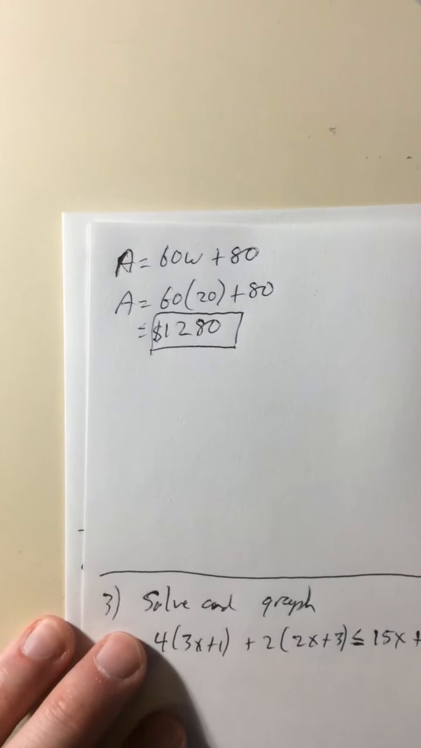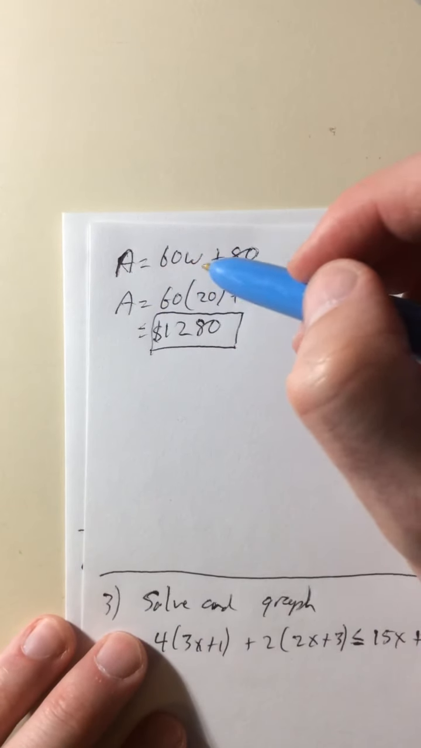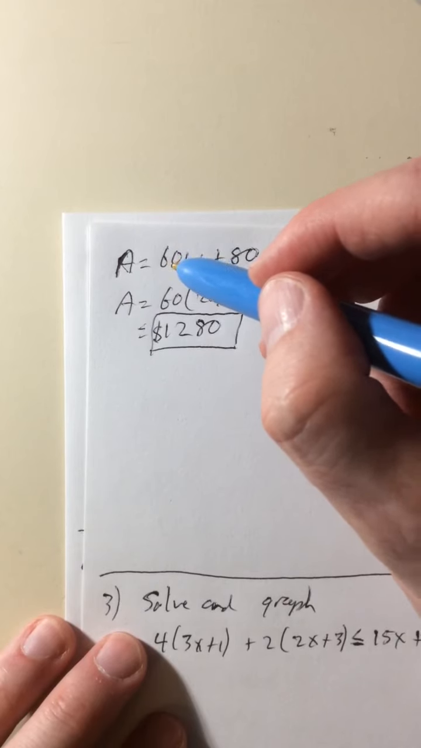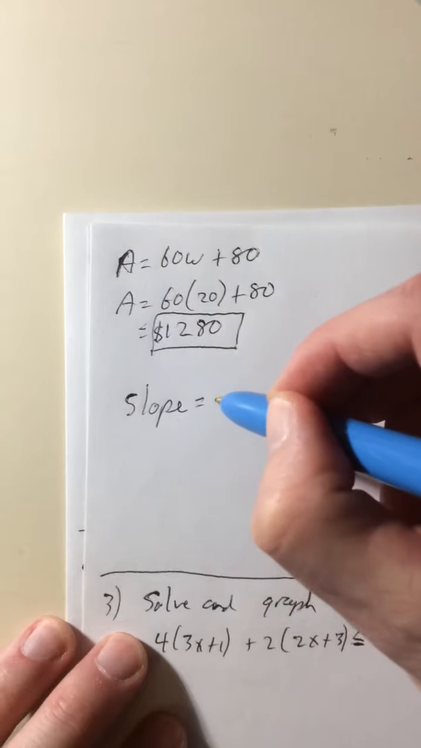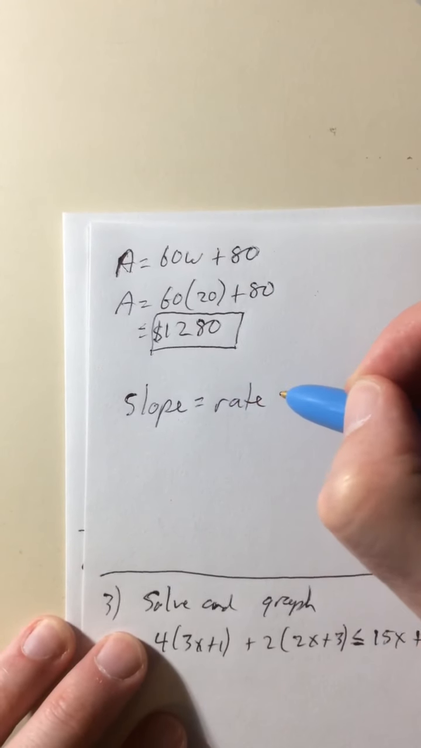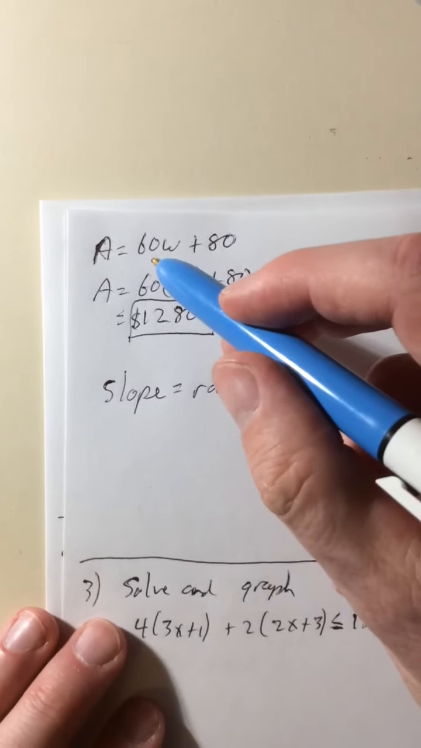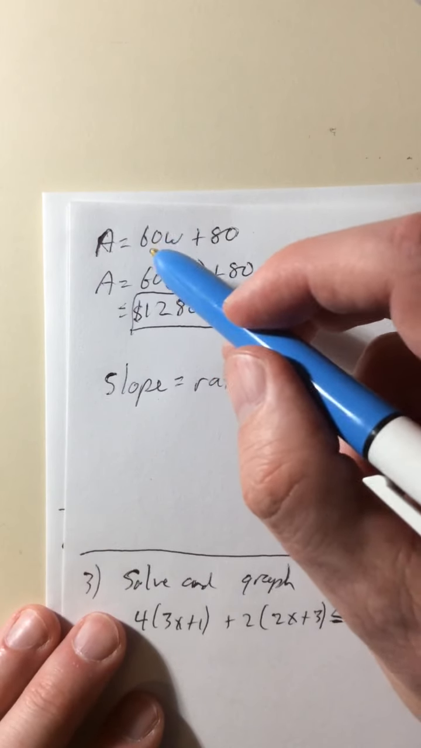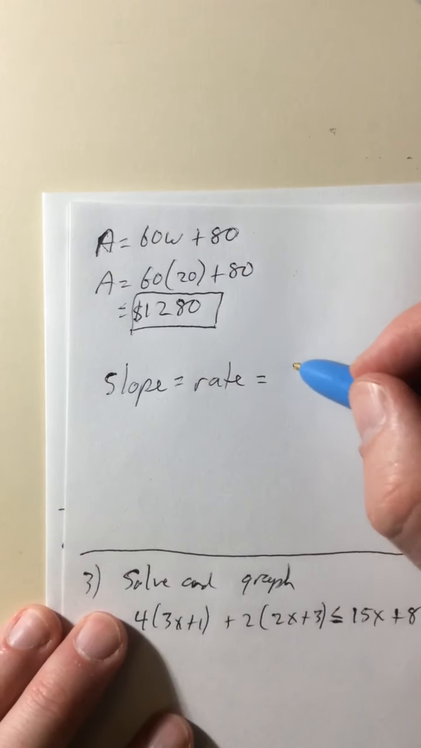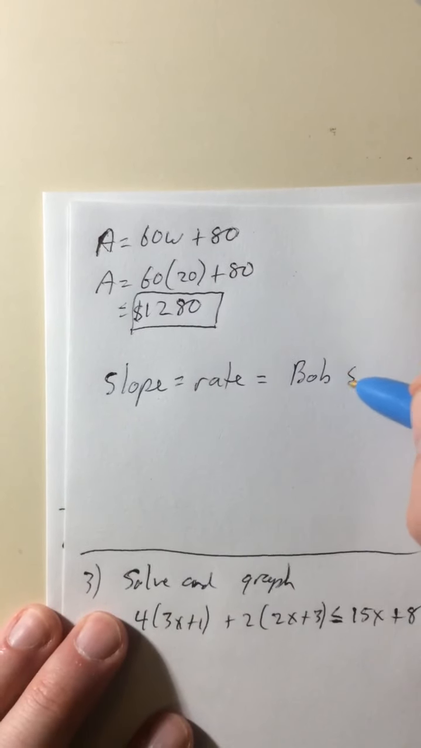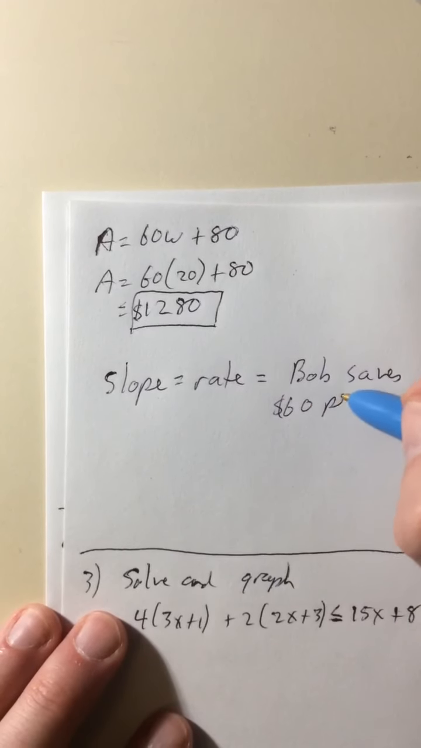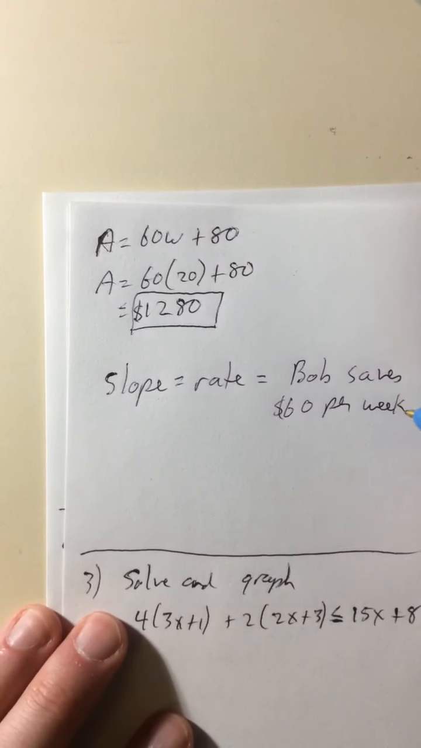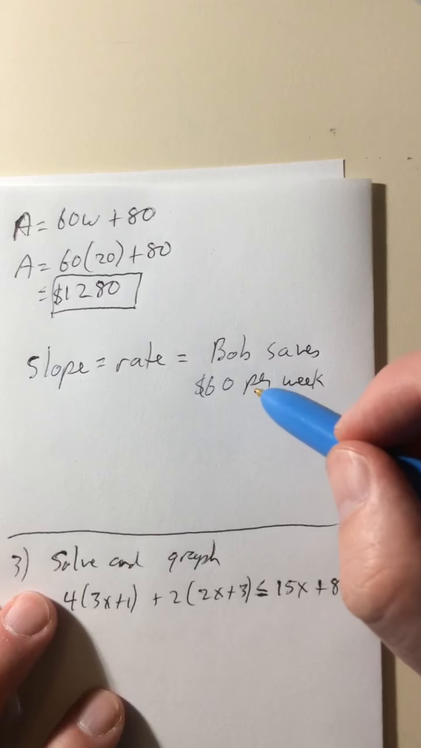Okay, so now I want to actually talk about the formula right here. So we have A equals 60W plus 80. So we know the slope is 60, and in this case, slope, as it always is, equals rate. And in this case, this is Bob's savings rate. Bob saves $60 per week. And you can always recognize a rate because there's a per in there.